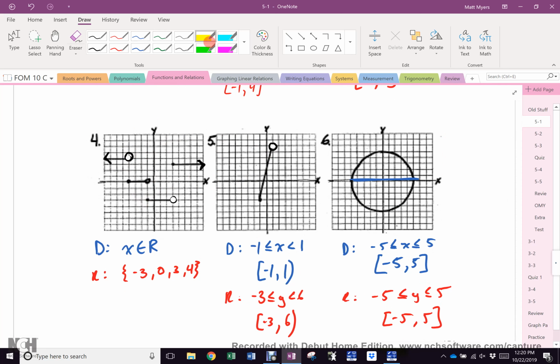So remember what this means? X is all the real numbers. That's what that means. It also means you could write it this way. Negative infinity, positive infinity. You could have written that. Are we good? Everyone is good?